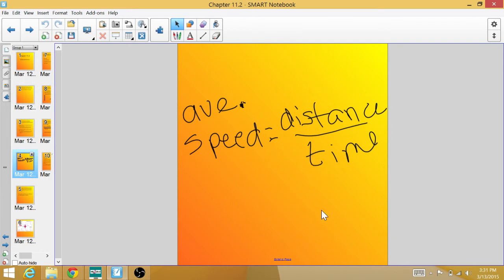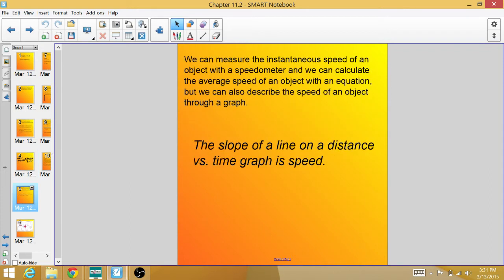So the average speed can be found by taking the distance traveled by an object and dividing by the time it took to travel that distance. And we can measure the instantaneous speed of an object with a speedometer, and we can calculate the average speed of an object with an equation, like I just showed you. But we can also describe the speed of an object through a graph. And this is exactly what we did with our buggy lab. And we found that as we graph the distance an object travels versus the time it takes to do that, the slope of that line is the speed.